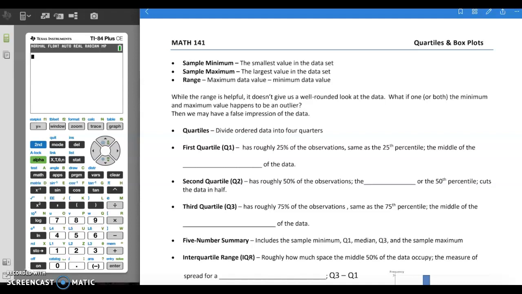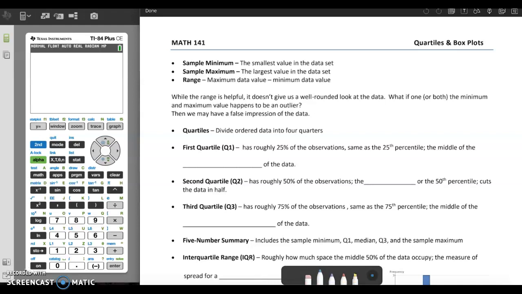Now, it's tempting to use the range as your measurement of spread. However, it doesn't really give us a well-rounded look at the data. Because what if one or both, the minimum and the maximum value, happens to be an outlier? Then you may get a false impression of your data. Okay? So if you've got one crazy large or one crazy small value and you use that in your calculation of the range, that really doesn't tell you what's going on with the bulk of your data, right? Because an outlier could be a mistake.